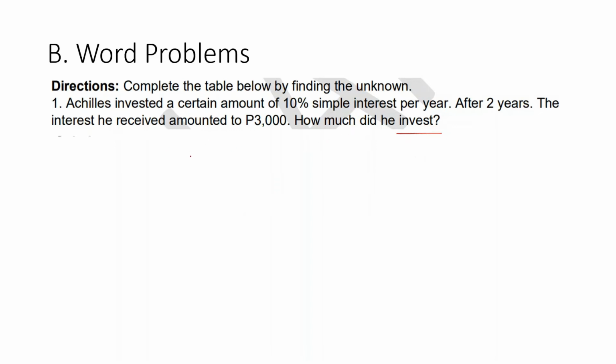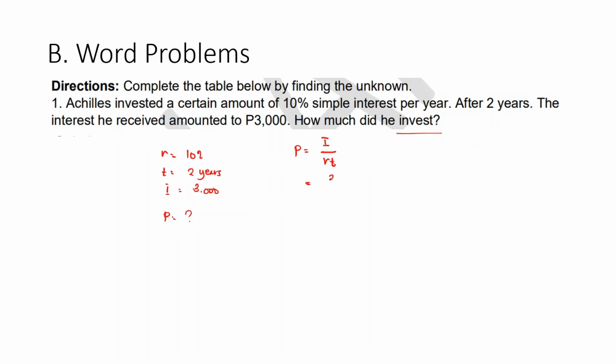So that will be in here. For our given, we have rate, which is 10%. We have time, which is 2 years. And then we have here the interest, which is 3,000. So the missing is the principal. It's the unknown. So for us to solve for the principal, our formula will be I over rate times time. So we just plug into the formula the given.